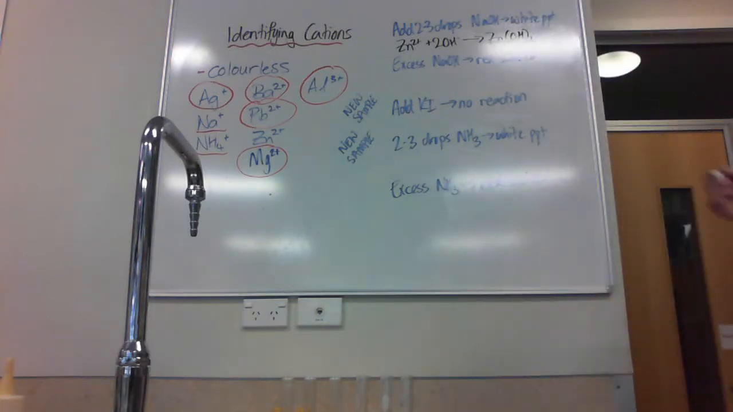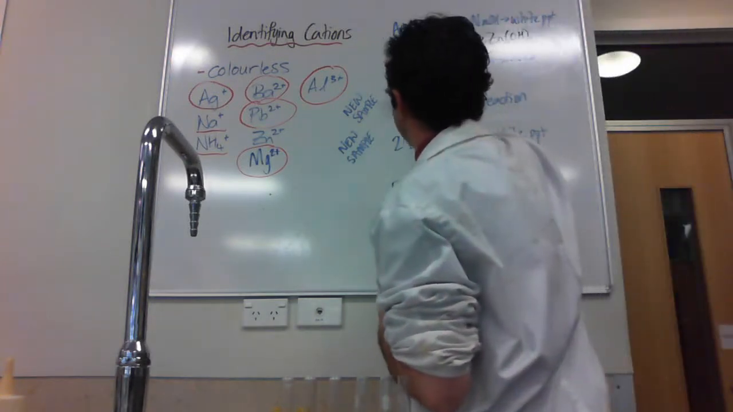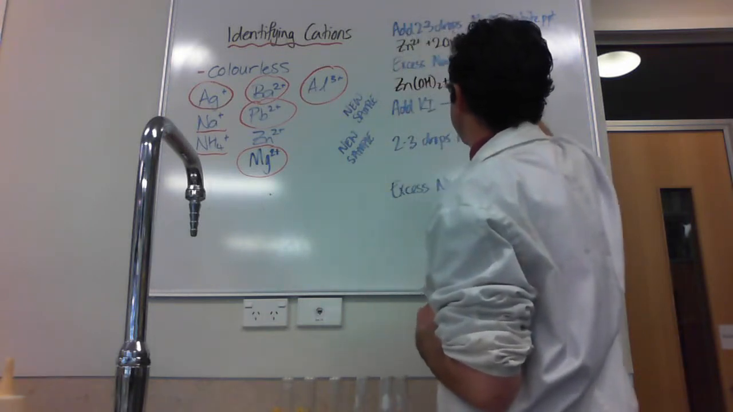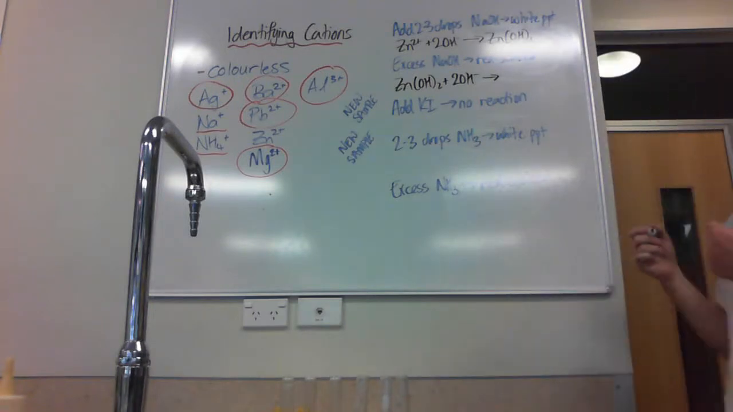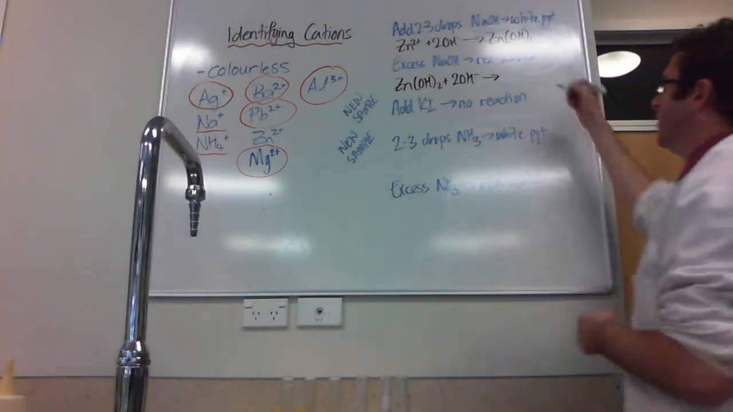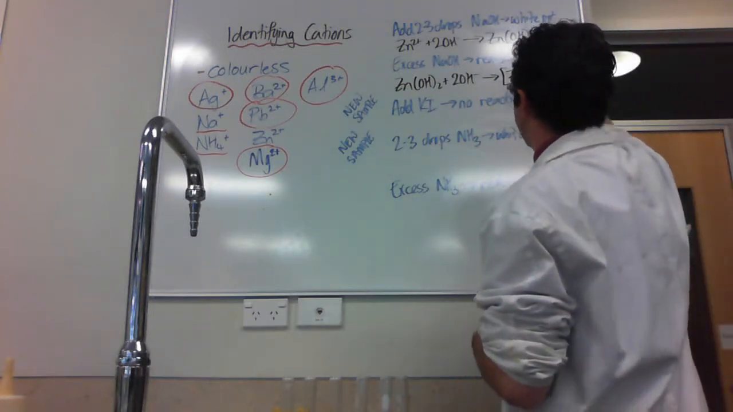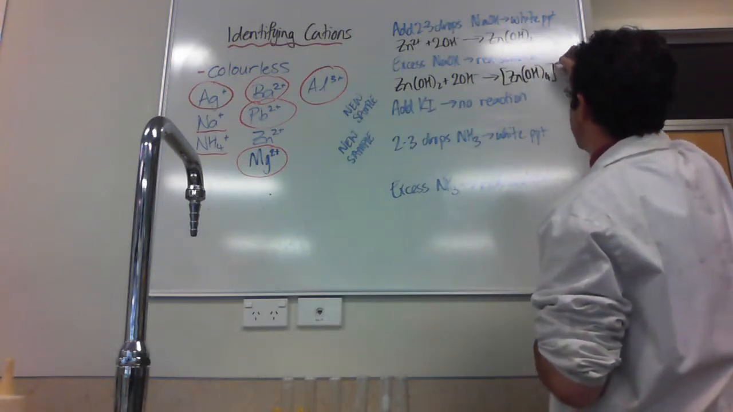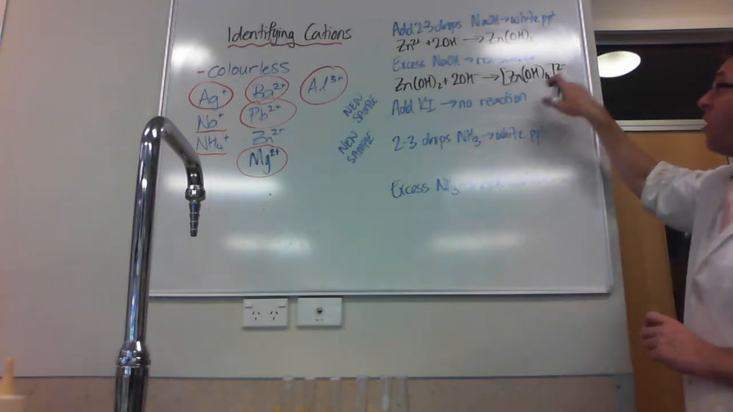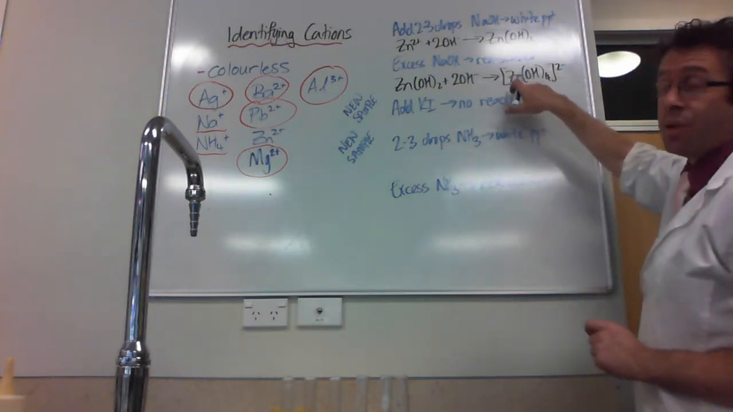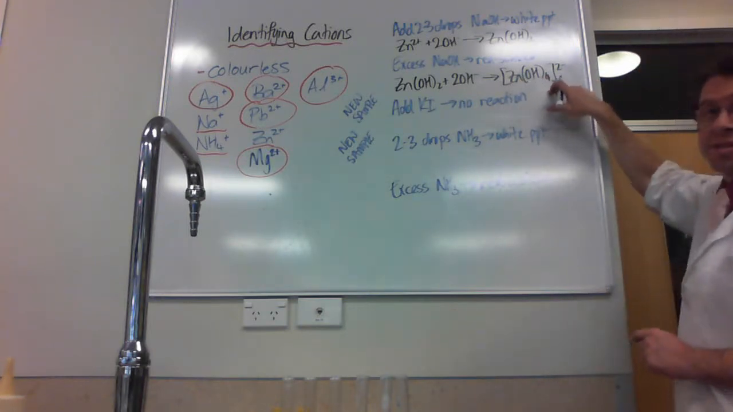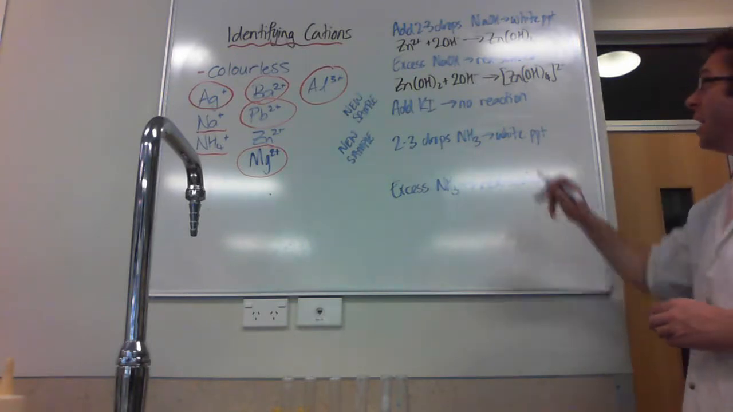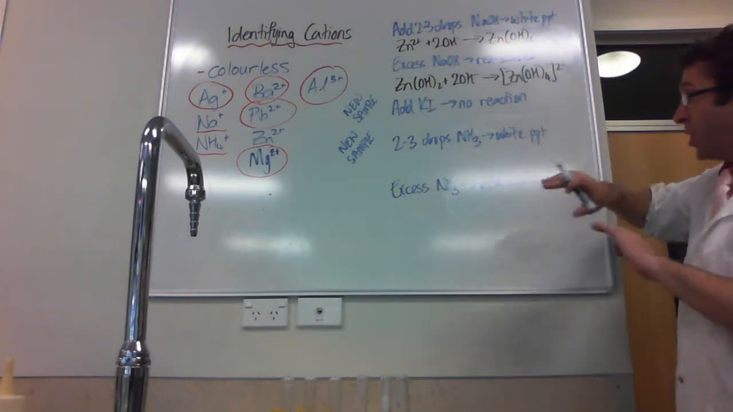When I added excess, this stuff, the zinc hydroxide, will react with 2 more OHs. You'll notice there's a bit of a trend here. There's always 4 OHs in these complex ions. It redissolved, so it must be a complex ion. Zn(OH)4, 2 negative. Why is it a negative ion? Because zinc has got a +2, and there's 4 negative 1s. So 2 minus 1 minus 1 minus 1 minus 1 is negative 2. No reaction in the next one, so I don't have to write anything.